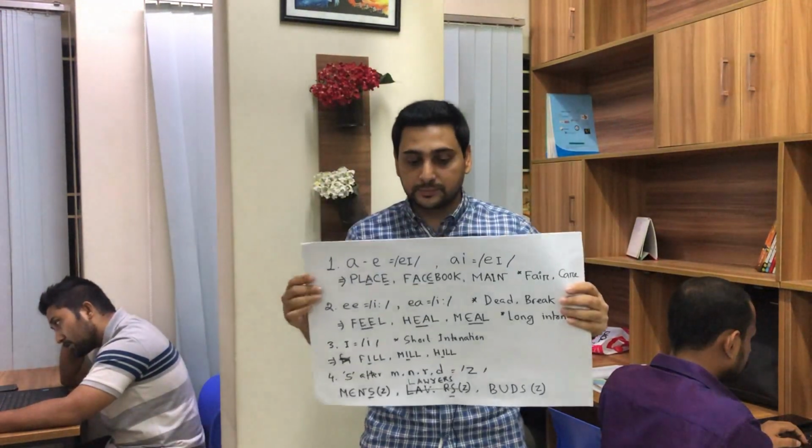Rule number 1. If you have A in the middle and E at the end of any word, that means there should be a consonant letter between A and E, then the sound becomes A. It is pronounced with the sound A. But there is an exception. If R comes in between, then the sound is different. So let me show you the rule so that you can visualize this thing.